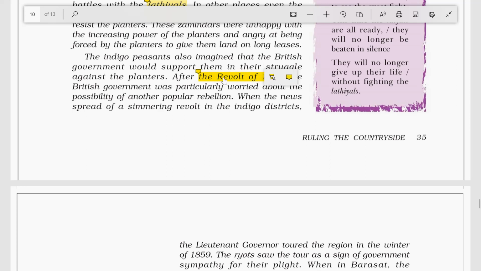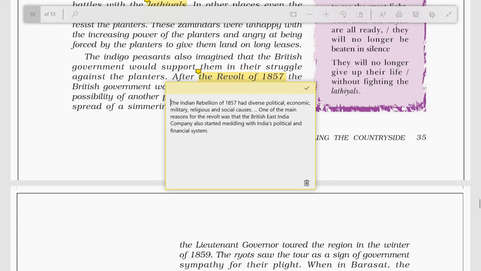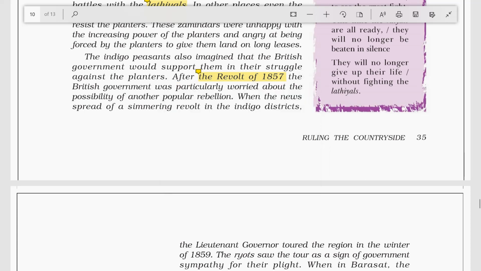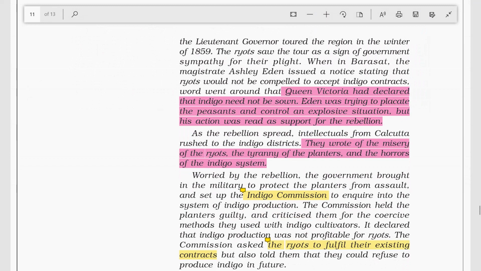You all know the causes behind the revolution were political, economic, military, religious, and social. Here we can say this was a social cause, where they were torturing the Indian farmers, and an economic cause, where they were taking tax from the peasants. So these indigo farmers, influenced by the revolt of 1857, also revolted against the British government. So the British government became worried about it.